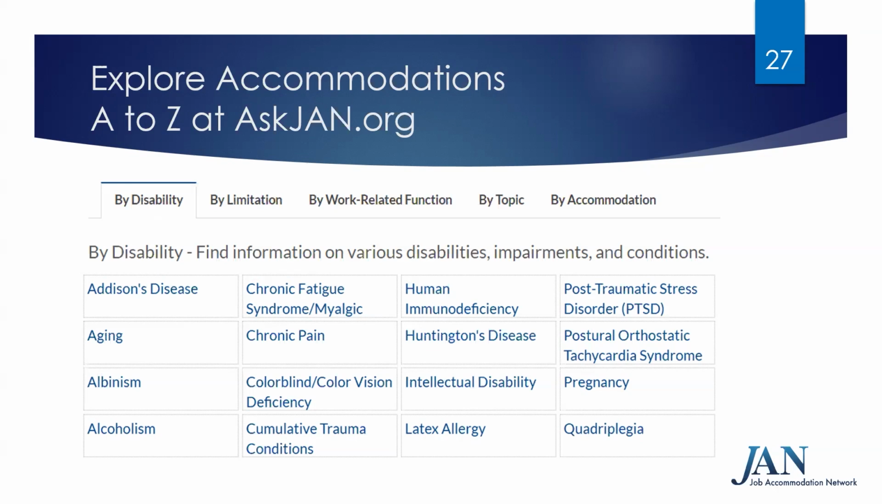And I like it as an employer because you can hone in on what you know. If you know the disability, you can go by the disability page. If someone didn't disclose the diagnosis or the disability, but you know they have a typing limitation, they have a lifting restriction, then you can go by limitation and see some accommodation ideas. So it really gives you tailored accommodation ideas based on what you have as information.